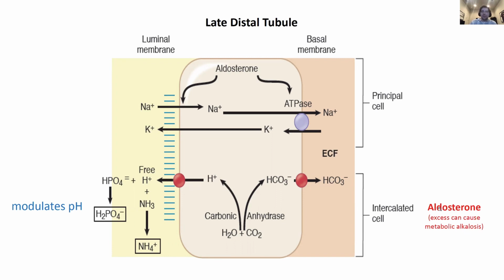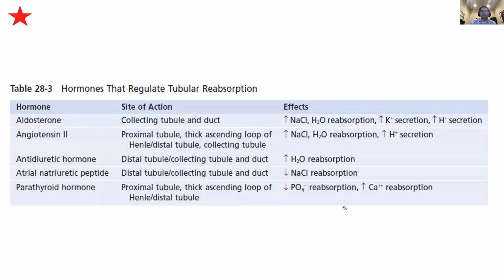Okay, so I'll just say it one more time. Aldosterone is going to reabsorb sodium and kick out potassium. If you have too much potassium being kicked out in the urine, the intercalated cells are going to try to bring that potassium back into circulation and kick out a hydrogen. If you kick out too much hydrogen, you get this alkalosis, right? This increased pH.